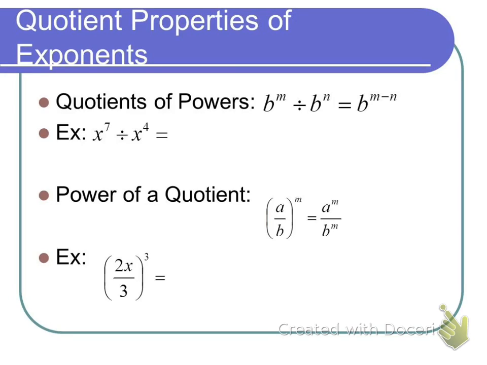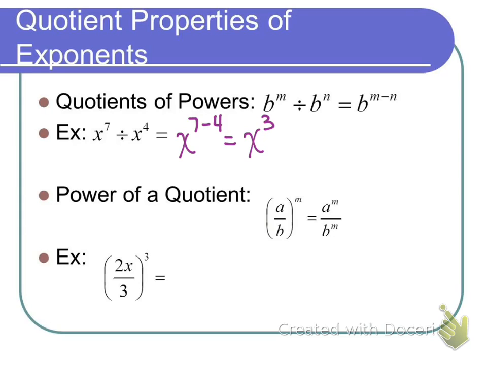You just need to fill in the rest of this example. If we take x to the 7th divided by x to the 4th, to get our answer, we're going to take x to the 7 minus 4, and we get x to the 3rd. 7 minus 4 gives us 3. Okay, if we are multiplying the same base, we add the exponents. If we are dividing the same base, we subtract the exponents.